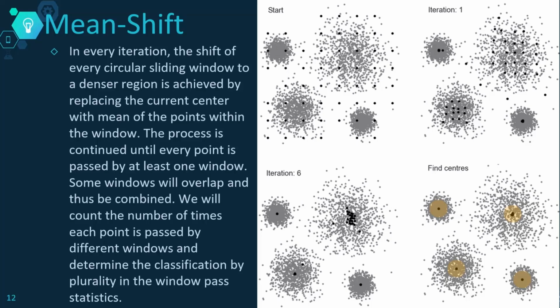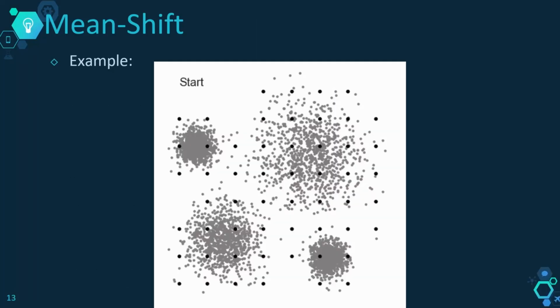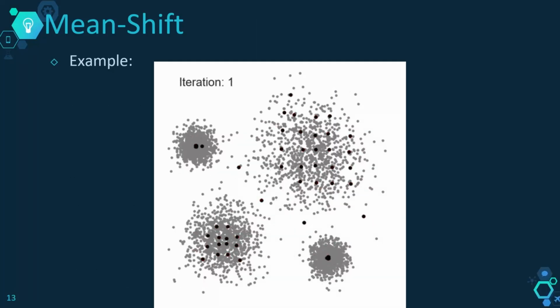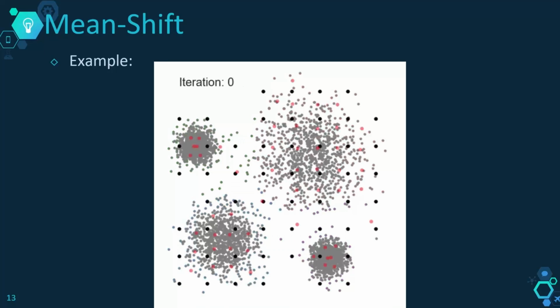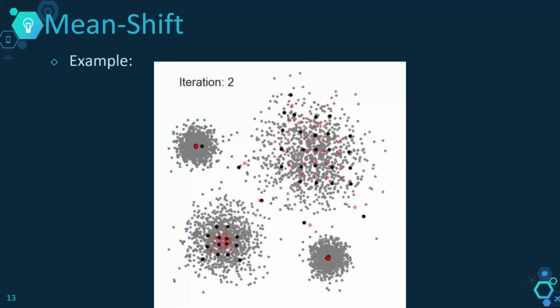So that's the idea of mean shift. I can show you the process. You can see that the centers, the sliding windows, are shifting towards the denser regions, and different sliding windows combine into one. At the end of the process, we will record the number of visits that each point will get from different sliding windows, or combined windows, at the very beginning and at the end.